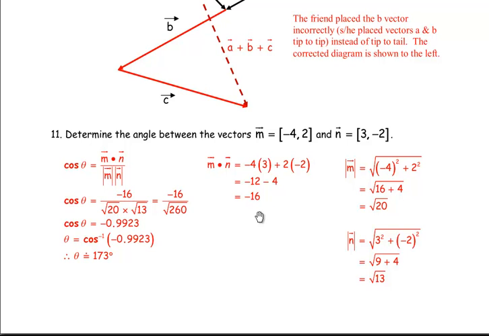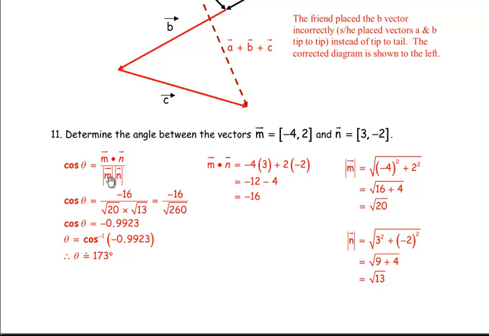For number 11, you're asked to determine the angle between these vectors, m and n. If you go back to the second last multiple choice question, we solved for the cos theta in the dot product. Cos theta is the dot product divided by the product of the two magnitudes. So we need the dot product of these two vectors, so we will go negative 4 times 3 plus 2 times negative 2. So that's negative 12 minus 4 is negative 16.